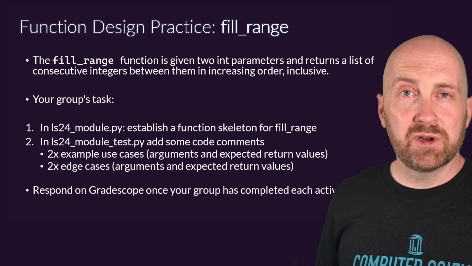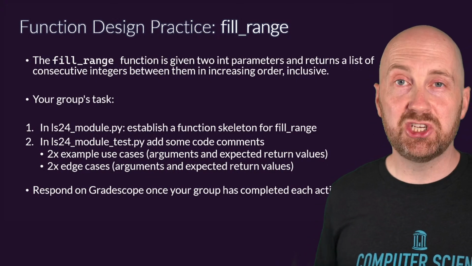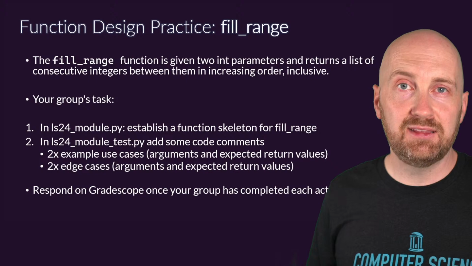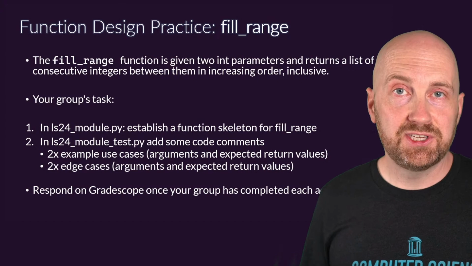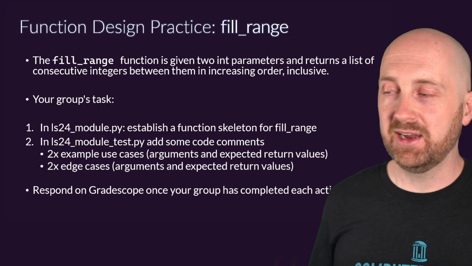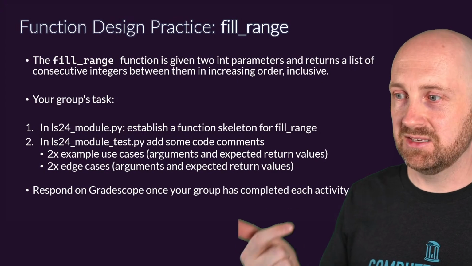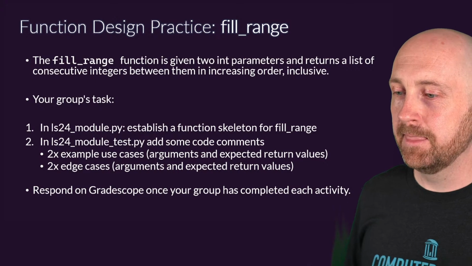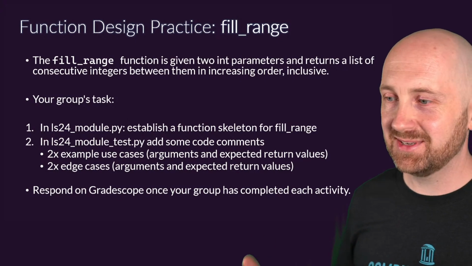All right? So we're going to implement a function named fill range. And the idea is that this function takes in 2 int parameters, and it's going to return a list of consecutive integers between those 2 integer parameters in increasing order, and it's going to be inclusive of both of those int parameters, right? So I'm not going to be more specific than this. Part of this exercise is to take this singular sentence and try and understand and reason through what it's asking.